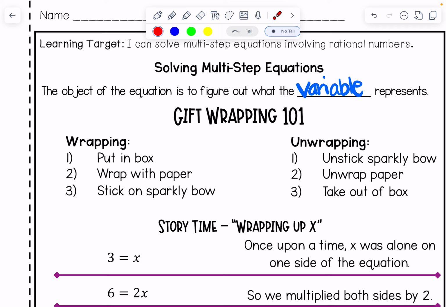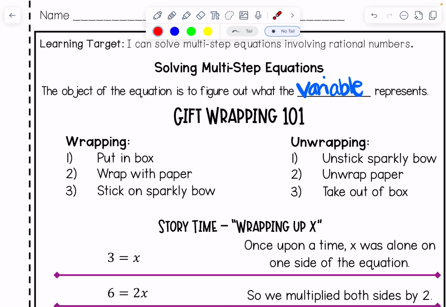Okay, so then let's think about the steps to unwrapping that present. We're going to pretend that you're a really neat person when you unwrap a gift. So we're going to do all those same steps, but in reverse. The first step that we would do is we're going to unstick that sparkly bow, and then we're going to unwrap the paper, and then we're going to take it out of the box.